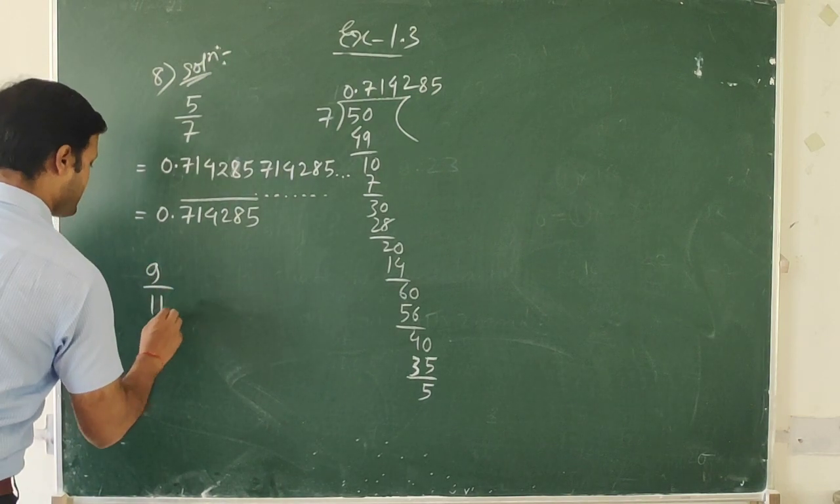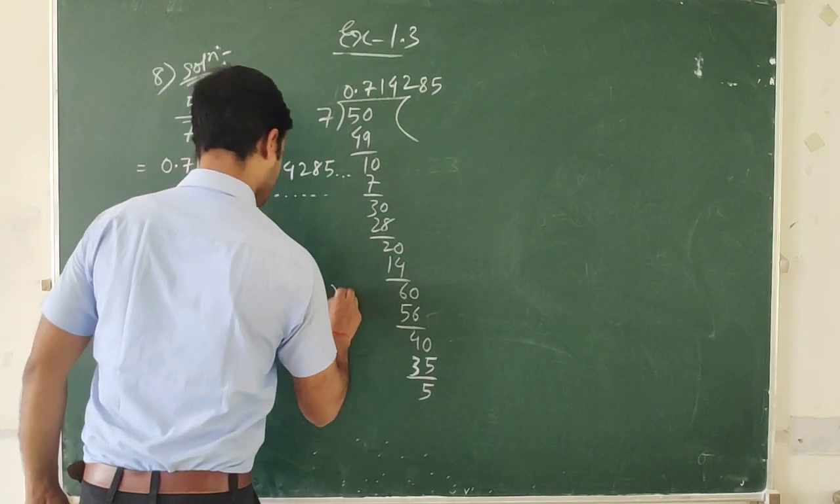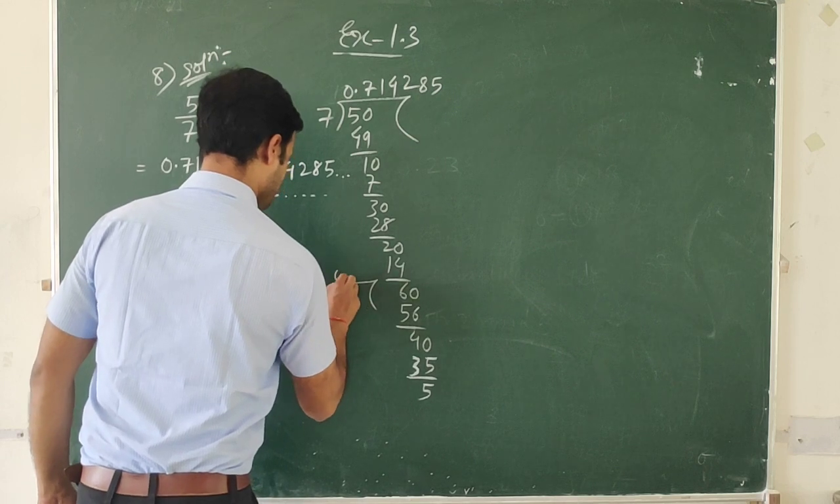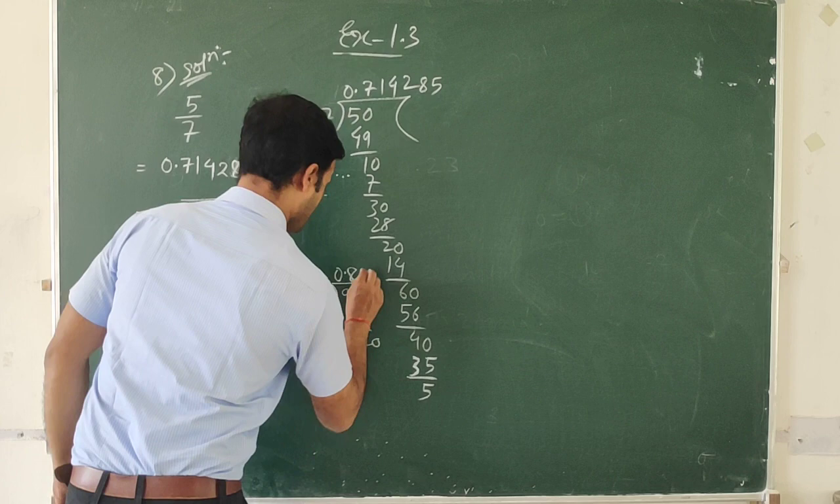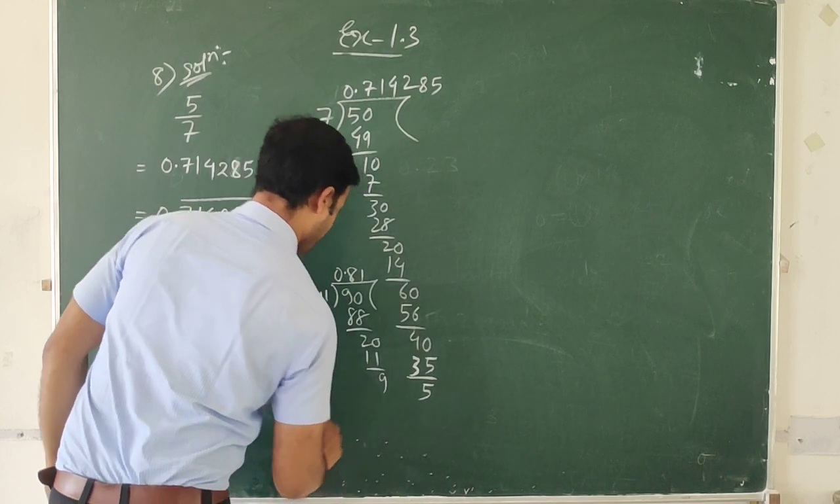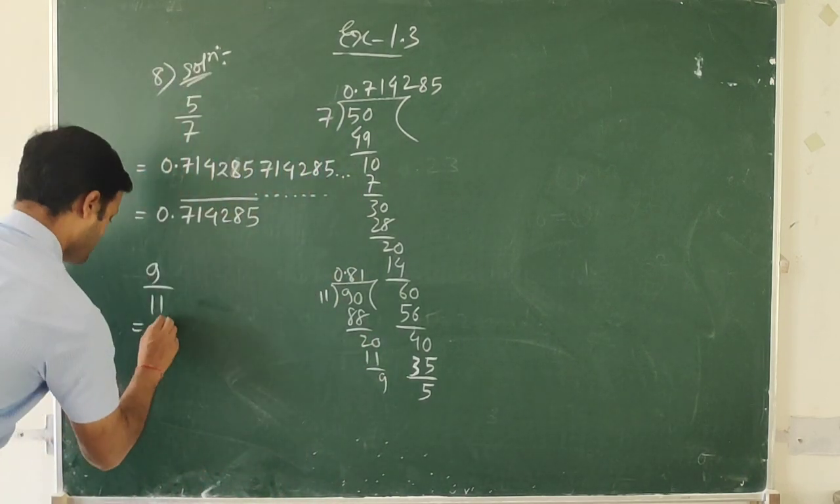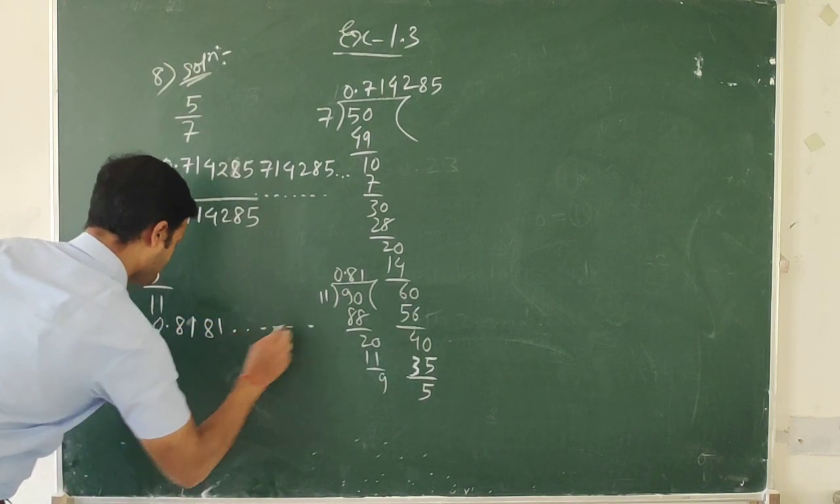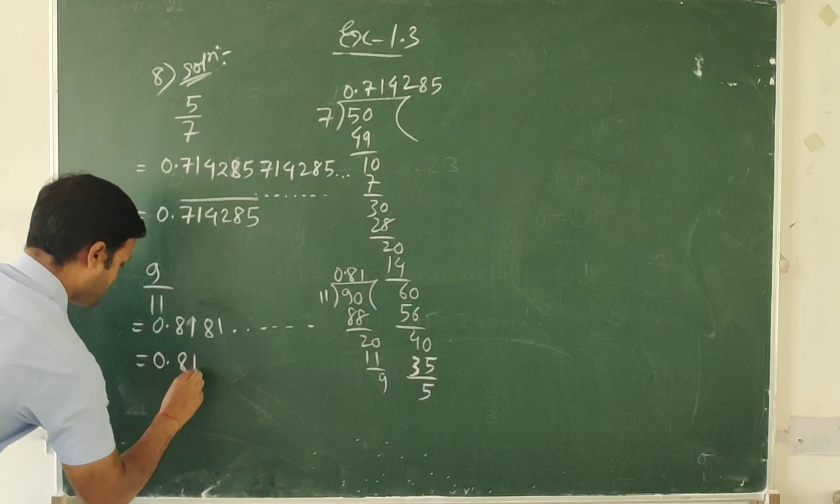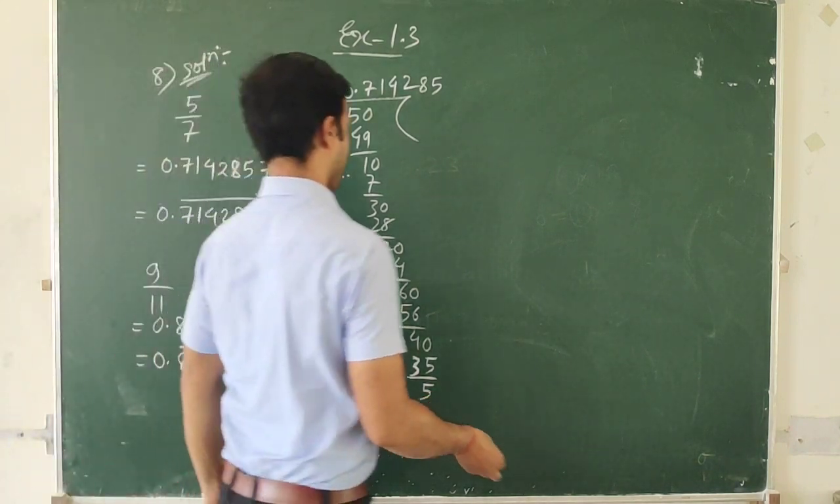Okay, so the next number is 9 by 11. 9 by 11 is equal to 0.8181, that is 0.81 bar.